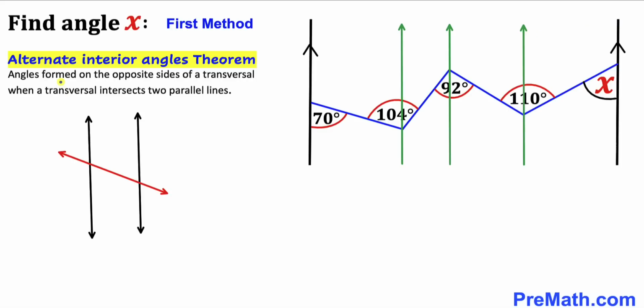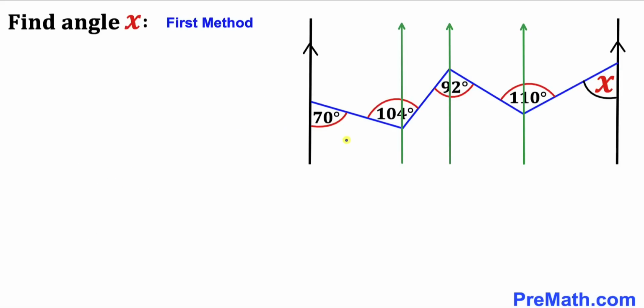And now let's recall the alternate interior angles theorem. According to this theorem, if we have these two parallel lines and this is our transversal line, then this angle and this angle are called alternate interior angles. Likewise, this angle and this angle are alternate interior angles as well, and such kind of angles are congruent. And now let's focus on our original problem.